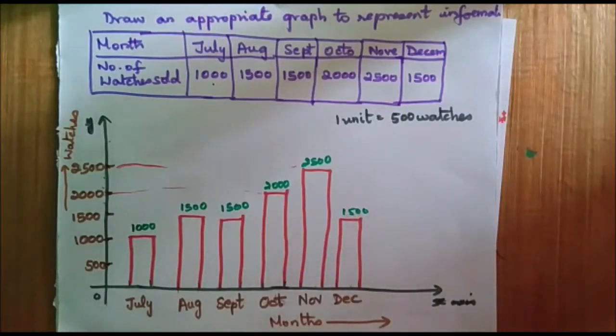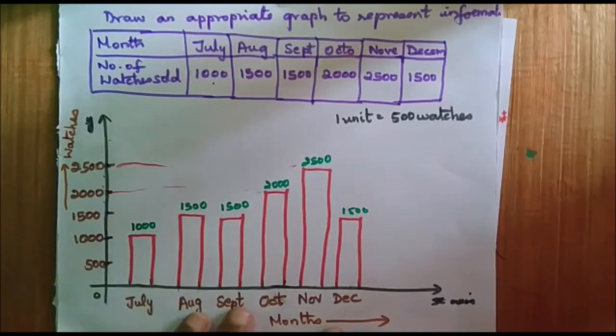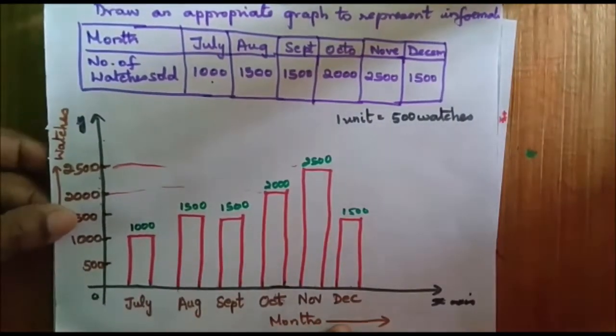So from this we get a lot of information, like in which month the number of watches sold was highest, and in which month the number of watches sold was least. All such kind of information we can get when we draw a bar graph. Okay, this is how we draw a bar graph. I hope you all understand.